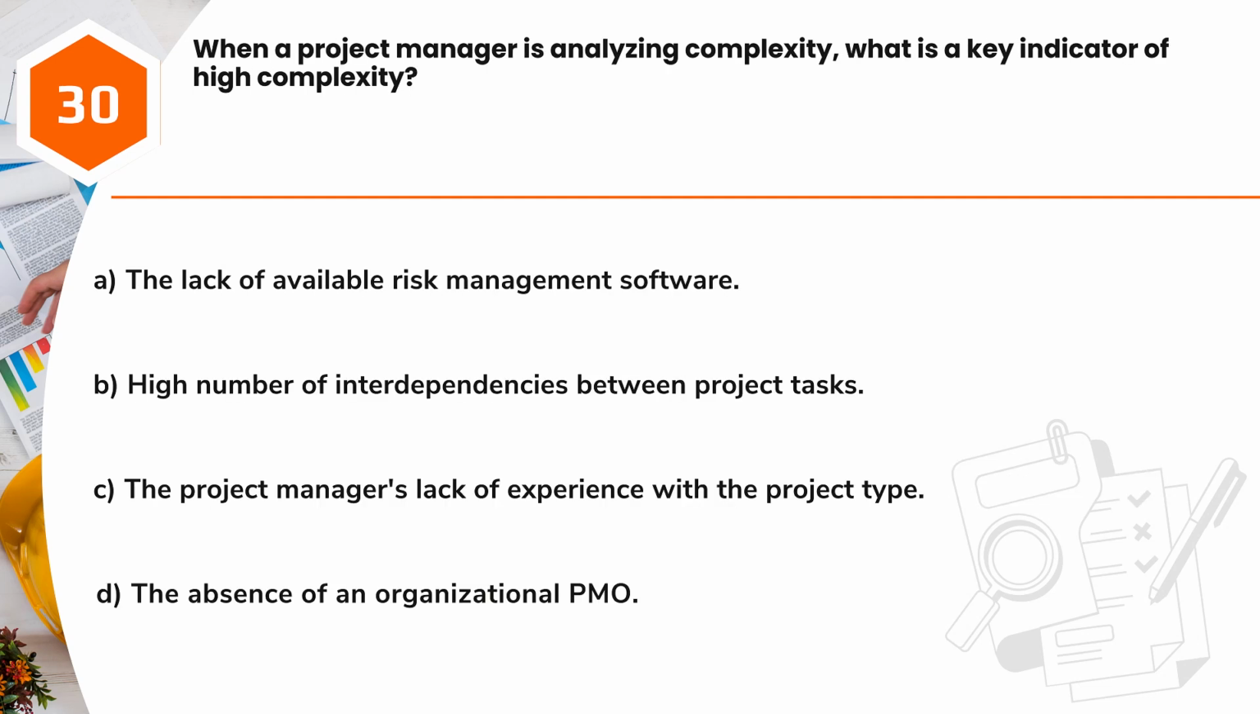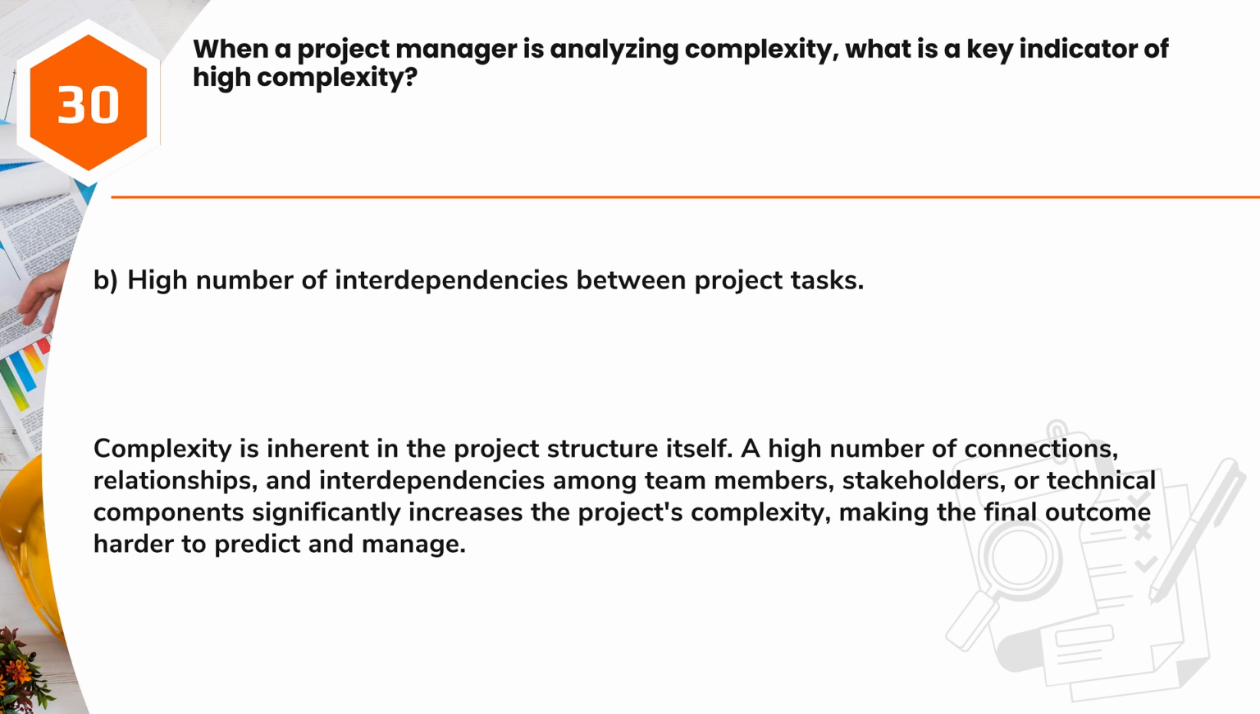Question 30. When a project manager is analyzing complexity, what is a key indicator of high complexity? A. The lack of available risk management software. B. High number of interdependencies between project tasks. C. The project manager's lack of experience with the project type. D. The absence of an organizational PMO. Answer B. High number of interdependencies between project tasks. Complexity is inherent in the project structure itself. A high number of connections, relationships, and interdependencies among team members, stakeholders, or technical components significantly increases the project's complexity, making the final outcome harder to predict and manage.